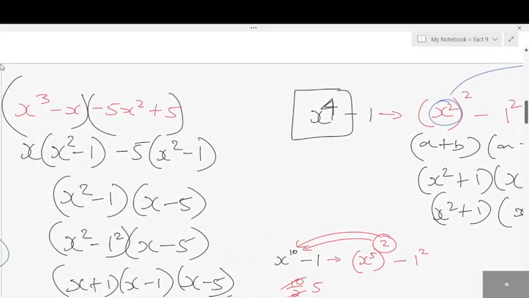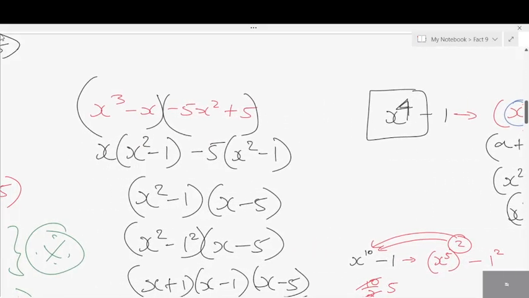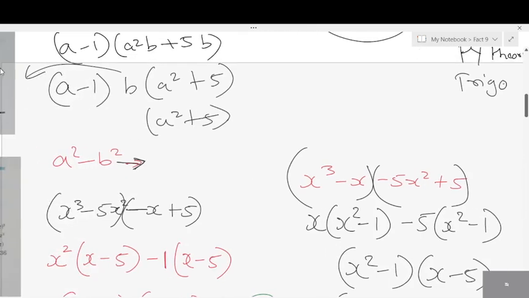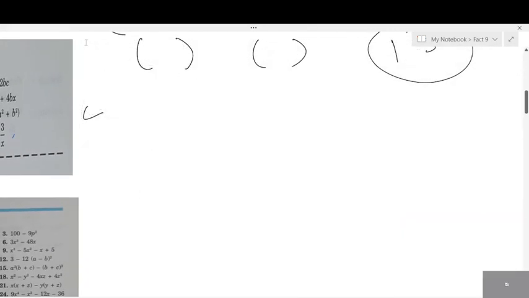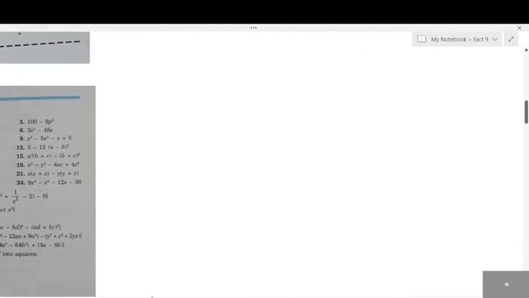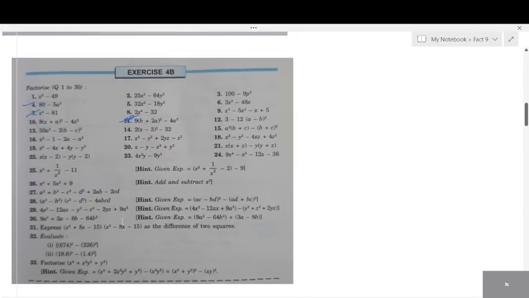Shall we try the next question? Next type. No. Next one. See, all these questions are for practice, students. These are for practice. So I'll just pick the important ones.